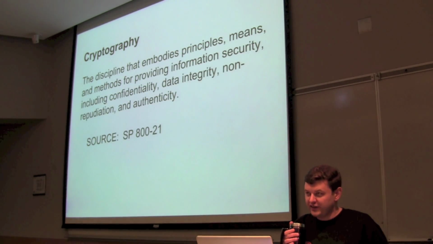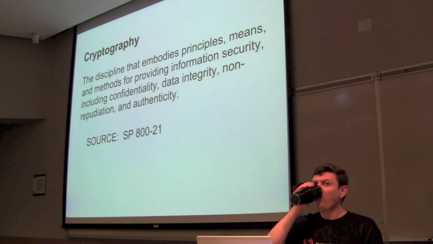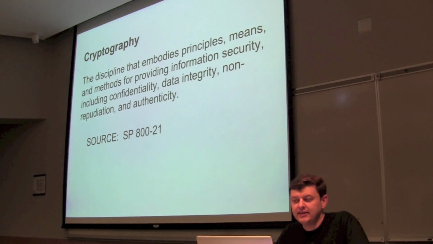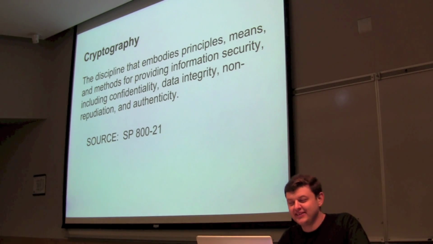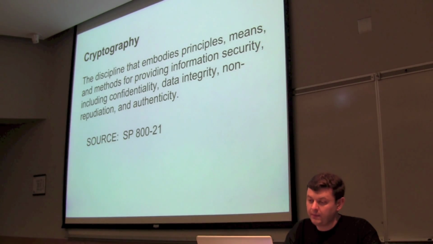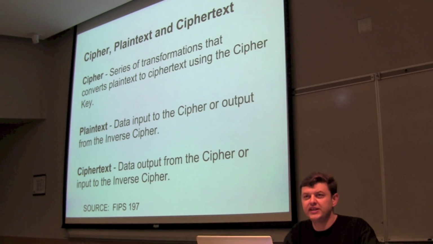So, cryptography is probably the first one I'll read. It's the discipline that embodies the principles, means, and methods for providing information security, including confidentiality, data integrity, non-repudiation, also a word I have a hard time pronouncing, and authenticity. So, confidentiality, data integrity, they're some of the ones that we'll really be focusing on. These are also probably pretty well known to people.